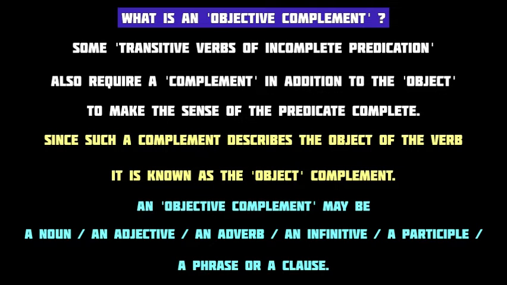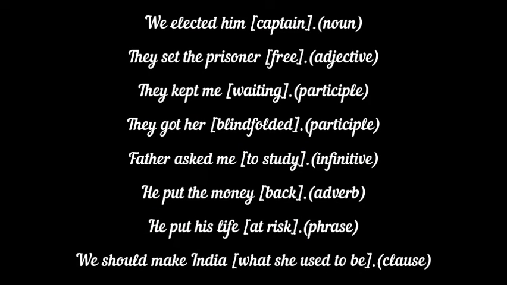It may be a noun or an adjective or an adverb. An object complement may also be an infinitive or a participle or a phrase or even a clause. Now let's study some sentences of transitive verbs that require an object complement to make the sense complete. In the first sentence, we elected him captain. Elected is the transitive verb and him is its object. But if you say we elected him, it makes an incomplete sense.